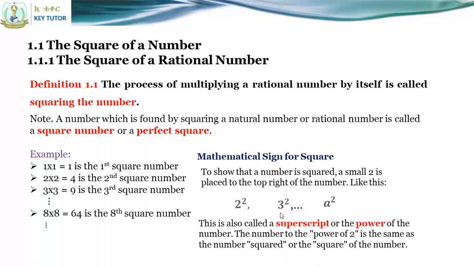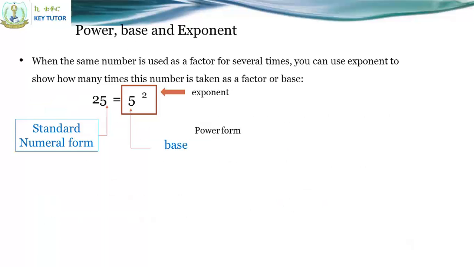So in general 2 appears as a superscript or as a power of a number, and the number is said to be to the power of 2 or raised to the power of 2, or the number is said to be squared, or the square of the number. Let's see some terms concerning squaring a number.